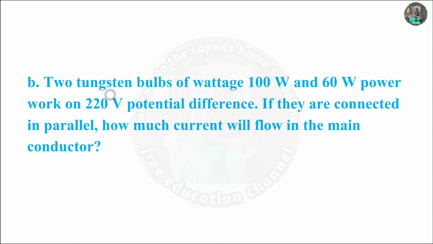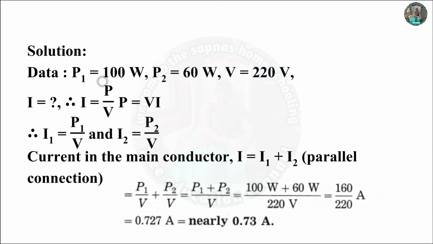Now question B. Two tungsten bulbs of wattage 100 watt and 60 watt power work on 220 volt potential difference. If they are connected in parallel, how much current will flow in the main conductor? So P1 is 100, P2 is 60. V is 220 volt. I is the question mark. The formula for finding I is P upon V. P means V into I, because V is the denominator here, if it goes to the other side, it becomes the numerator.